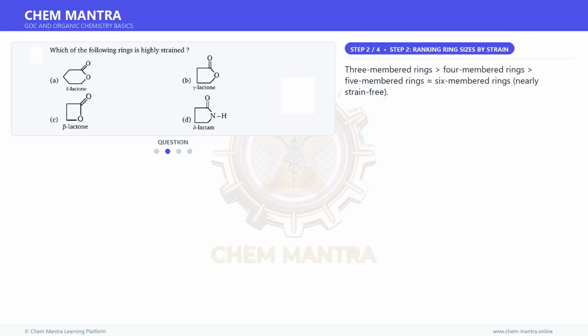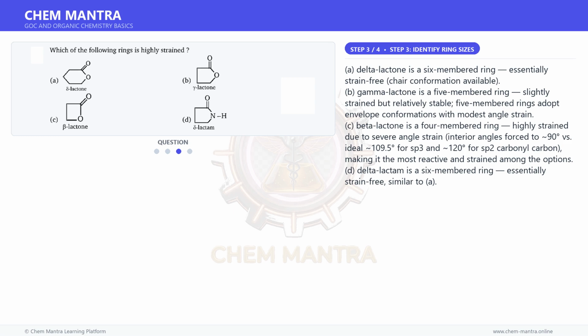3-membered rings, 4-membered rings, 5-membered rings, 6-membered rings, nearly strain-free. Moving on to the next step. A. Delta-lactone is a 6-membered ring, essentially strain-free, chair conformation available. B. Gamma-lactone is a 5-membered ring, slightly strained but relatively stable. 5-membered rings adopt envelope conformations with modest angle strain.